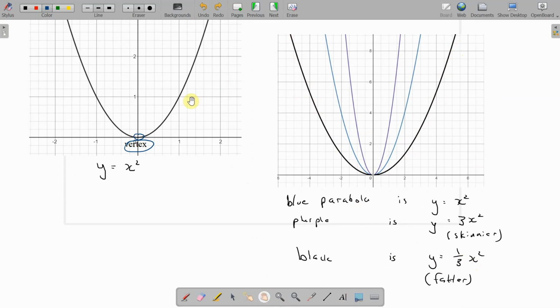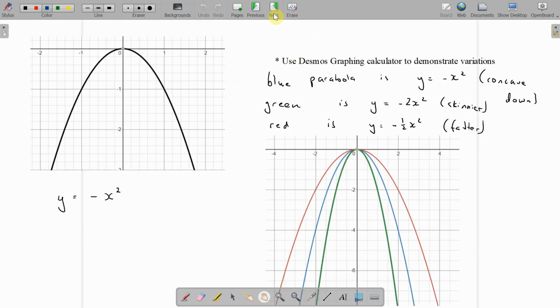So to cover so far, y equals x squared creates a parabola. That shape, symmetrical, and it's called concave up. Then when you add a number before the x squared, you create a graph that's skinnier, like this purple one is. A fraction before the x squared makes it wider.